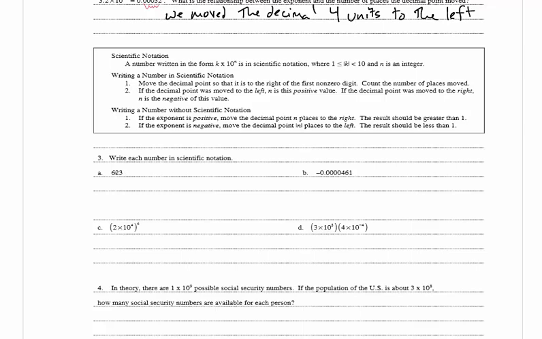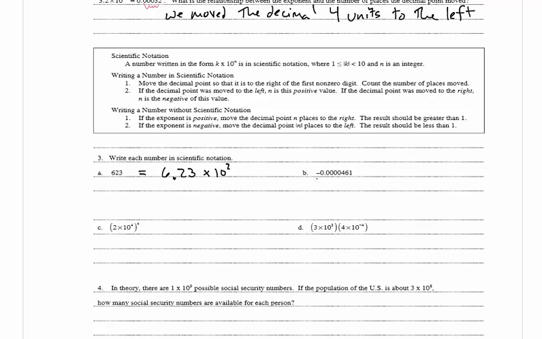So if we have 623, we can write that as 6.23, so that our number is in between 1 and 10. And then we move the decimal place 2 spaces to the left. So we're going to have times 10 squared. 10 squared is equal to 100, and 100 times 6.23 is equal to 623.